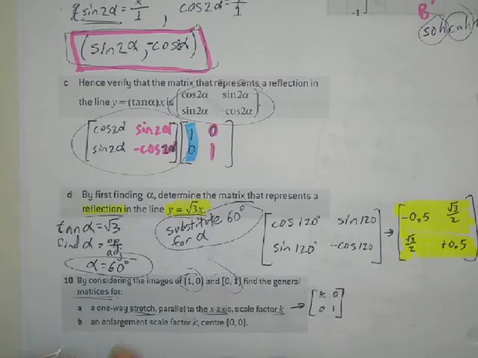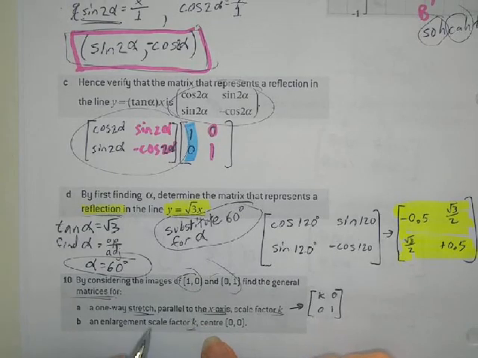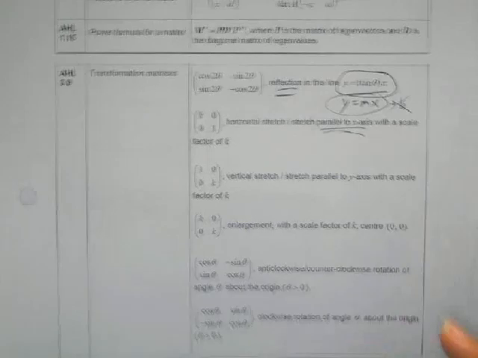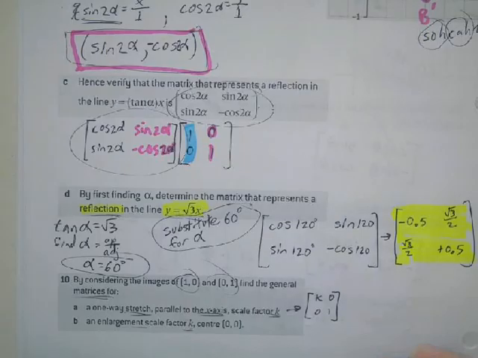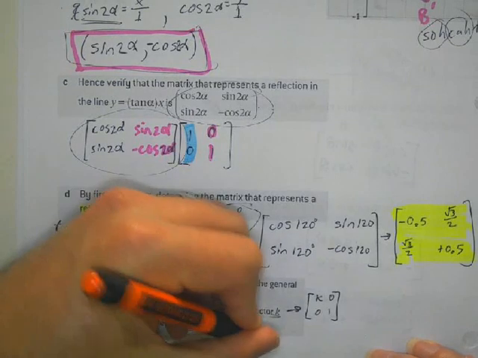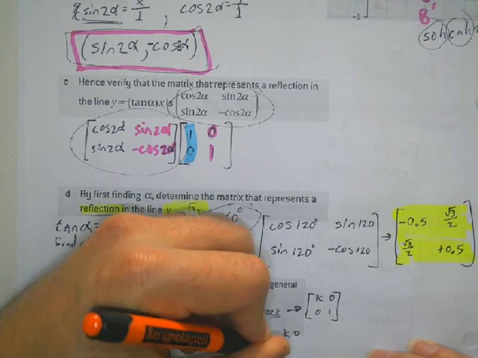And an enlargement by scale factor k. So using this, an enlargement by scale factor k is going to be k, 0, 0, k.